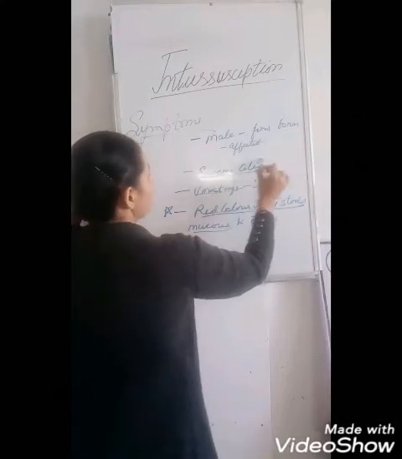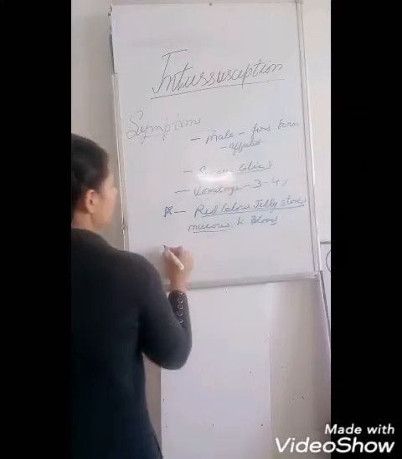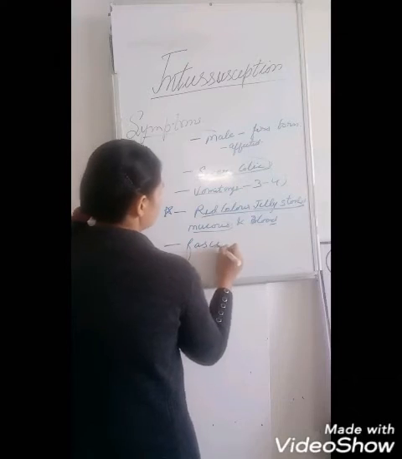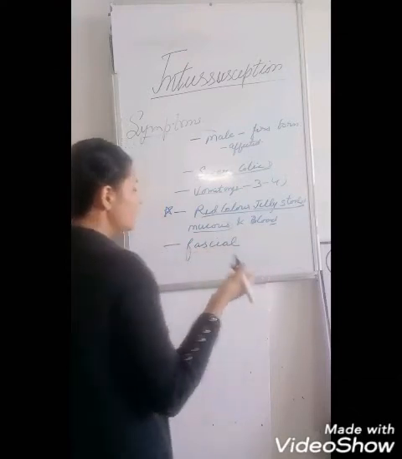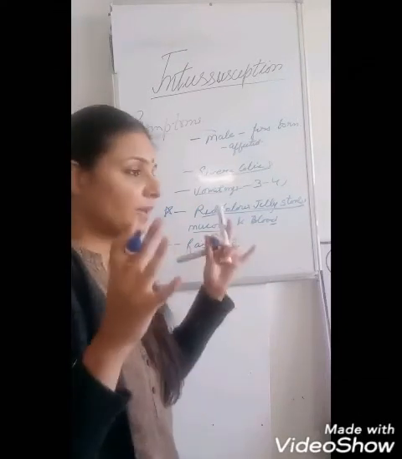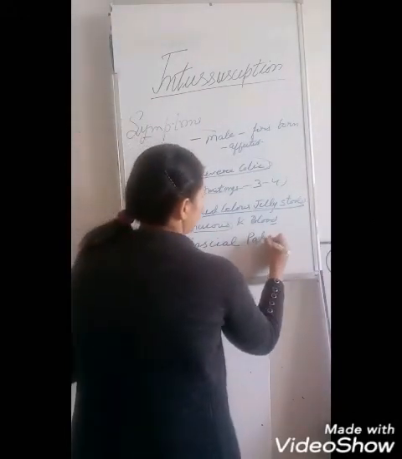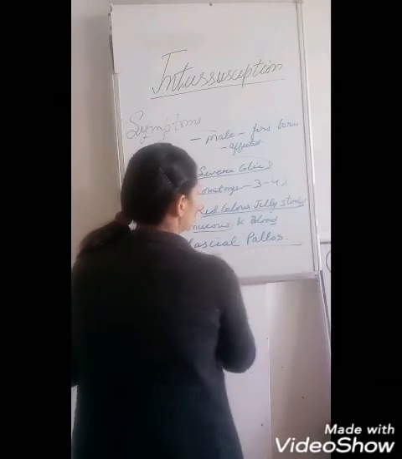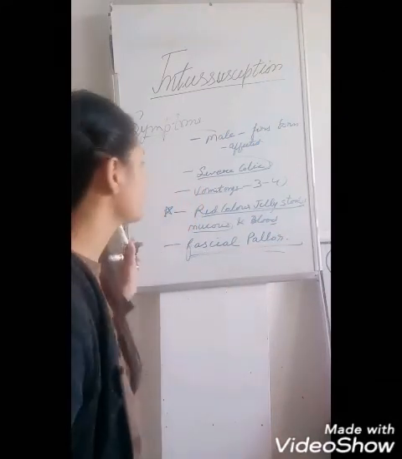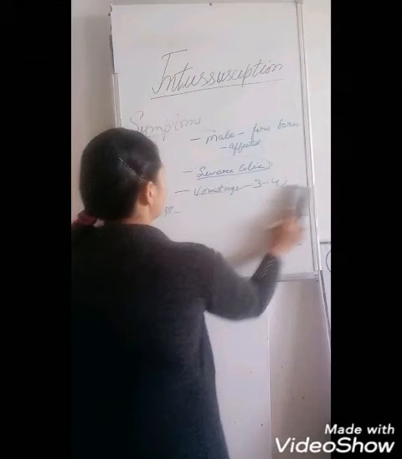Vomiting, severe colic, abdominal pain, and there is facial pallor because the child screams with pain, and the pain is so severe that you will notice a facial pallor on the baby's face. So these are the symptoms.